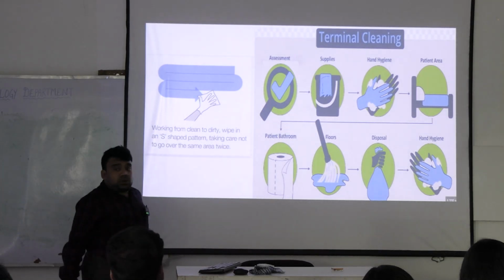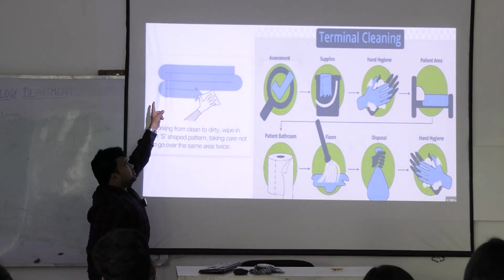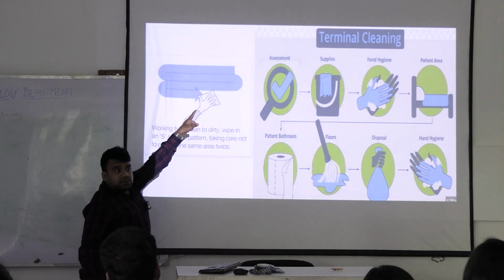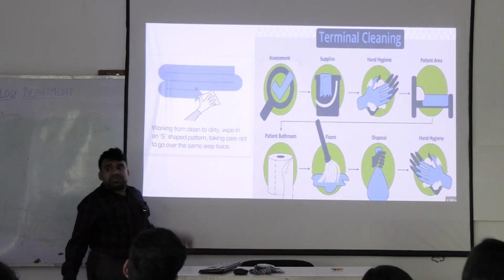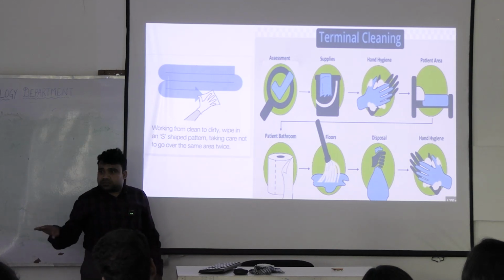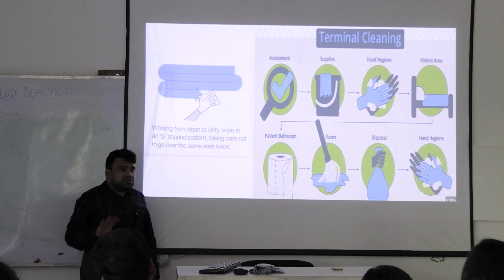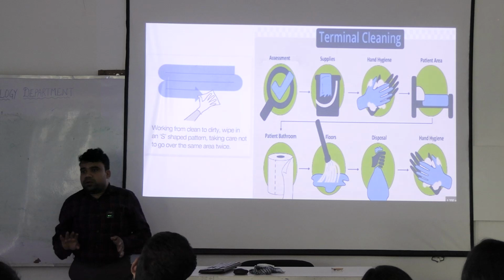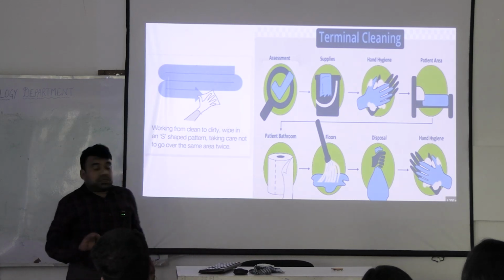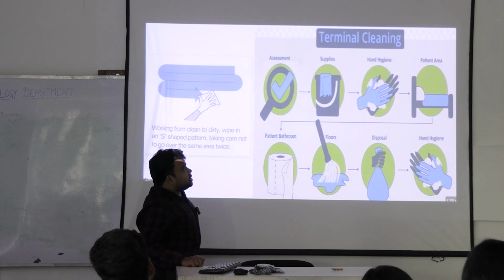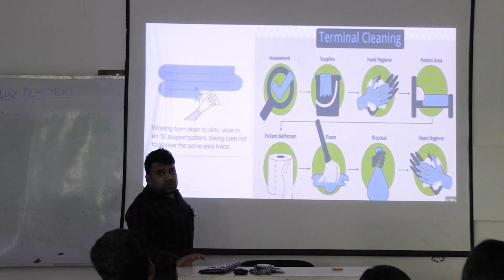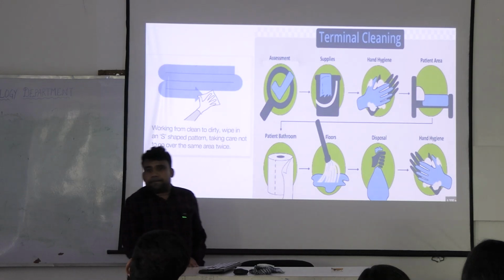Next is, look at this picture. This person has started cleaning from that side, moved, came down, moved, came down. That means he is not going over the same area twice. This is the method we have to follow for cleaning any kind of surface. Finally, what you need to know is what is called as terminal cleaning. What do you mean by terminal cleaning?